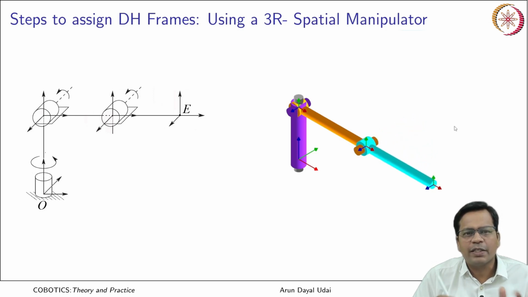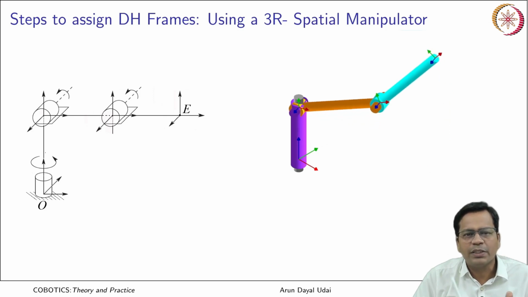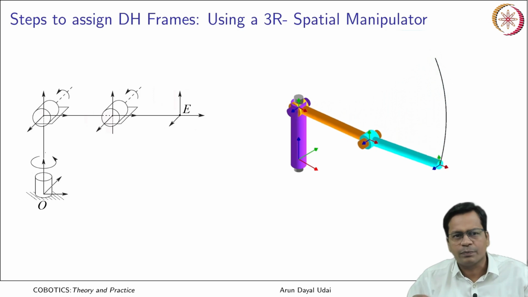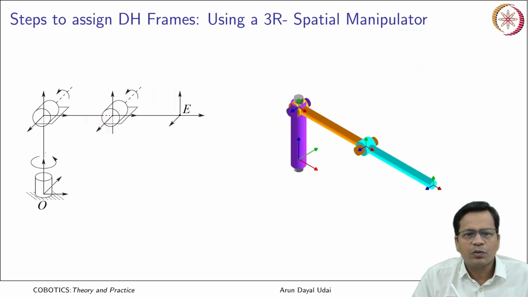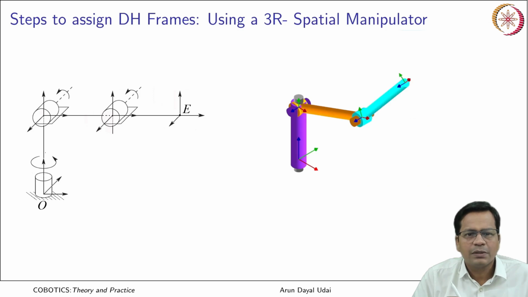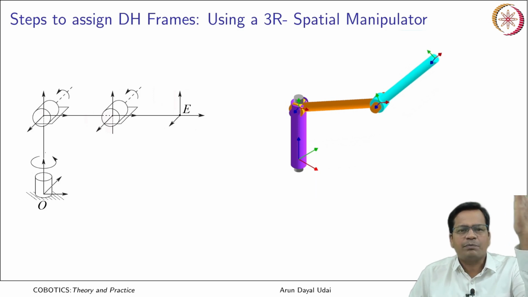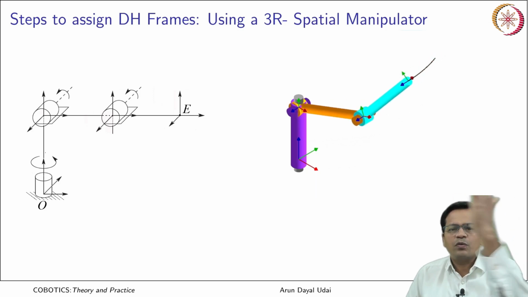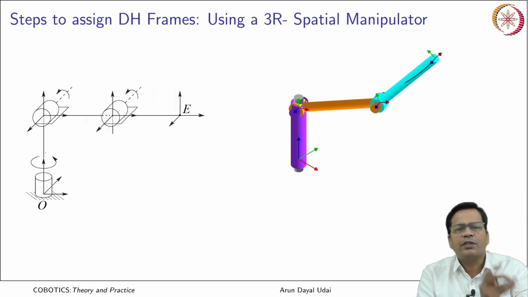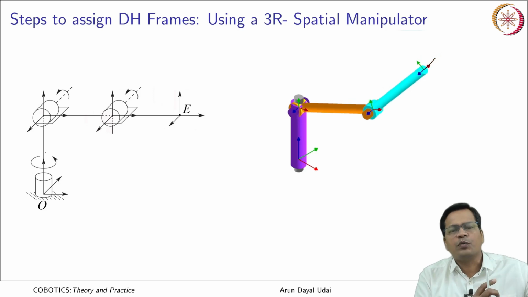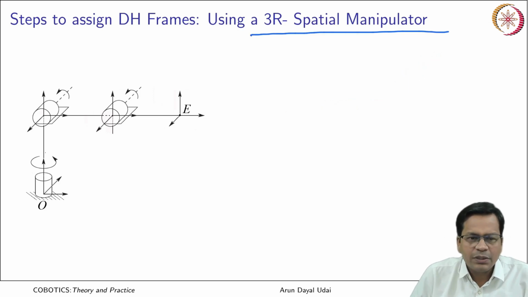This is to make it very clear what this 3R spatial manipulator looks like. Moving joints 1, 2 and 3 simultaneously will move the whole robot. So moving joints 2 and 3 simultaneously. Now I have moved them all and put the arm in a static position and moved joint 1 only, to show you that this is a plane on which links 2 and 3 lie, and that plane moves about axis 1. So this is how it is.